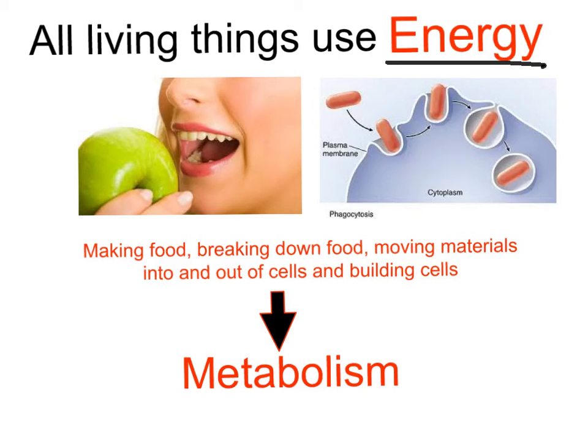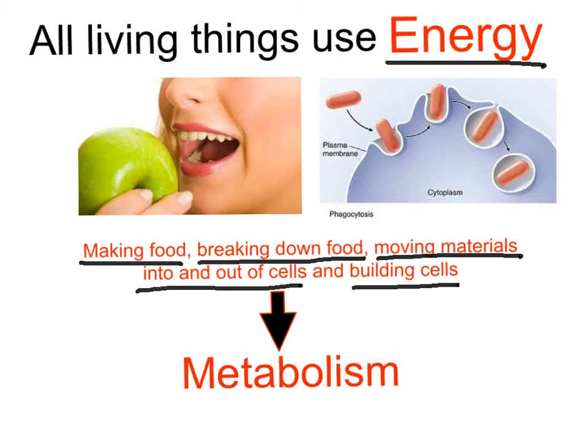These activities include such things as making food, breaking down food, moving materials into and out of cells, and building cells. An organism's metabolism is the total of all of the chemical activities that the organism performs.